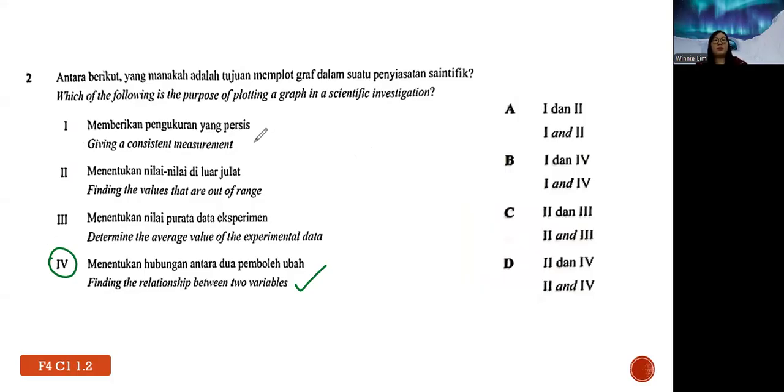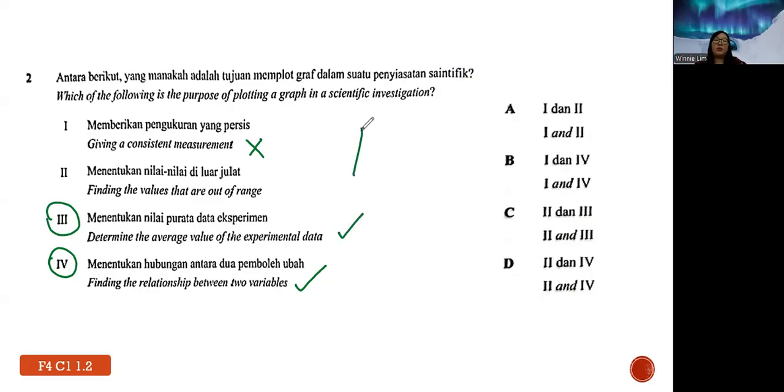So giving a consistent measurement is not necessary, because the consistency of the measurement normally comes from doing the experiment a few times to get an average reading. And then finding the value that is out of range. And 3, determine the average value of the experiment data. So actually, as a teacher, I also think that point 2 is not the correct idea, in the sense that sometimes you will have an experiment which is perfect. You can actually plot all the points, so they do not have any value that is out of range. I think part 3 is a better idea, whereby you determine the average value of the experiment data.